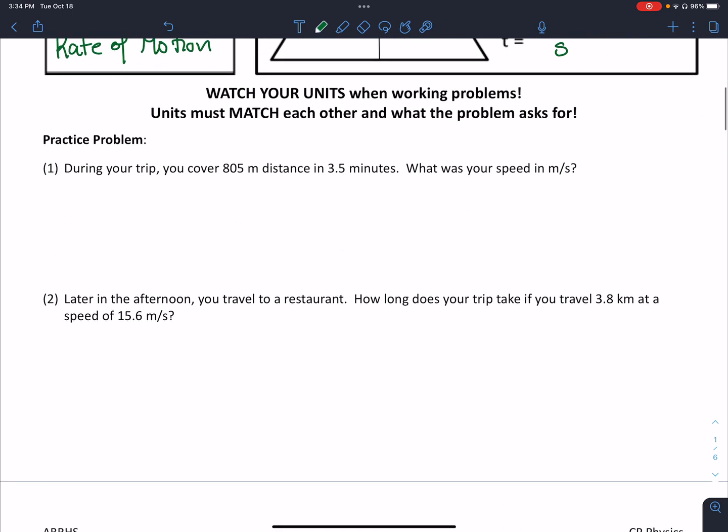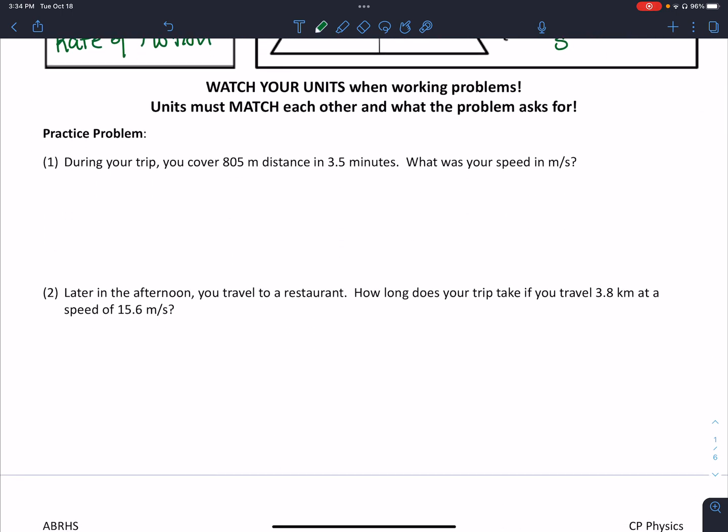All right. Now, let's try using these formulas. As you're doing these problems, please keep an eye on your units. Make sure that your units match. So what does that mean? It means your time needs to be in seconds and your distance needs to be in meters so that you can find your speed in meters per second. All right. So let's see what we've got here.